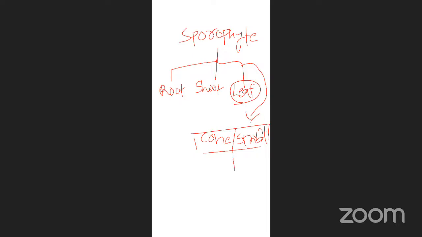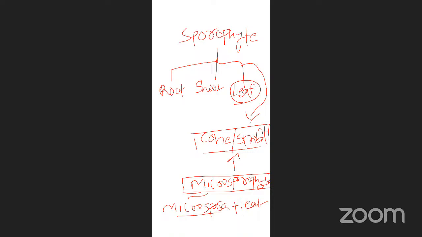The cone is developed from a group of microsporophylls. Microsporophyll means microsporangium plus leaf. Microsporangium plus leaf together is called a microsporophyll. This group of microsporophylls is called a cone. This is the reproductive organ.